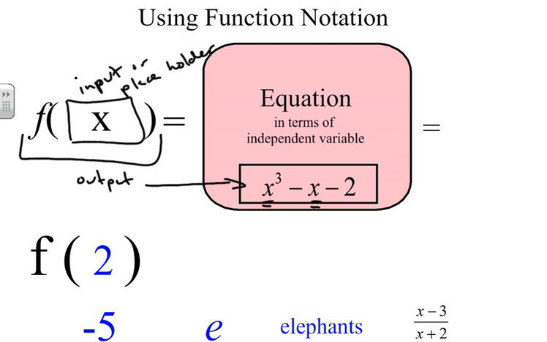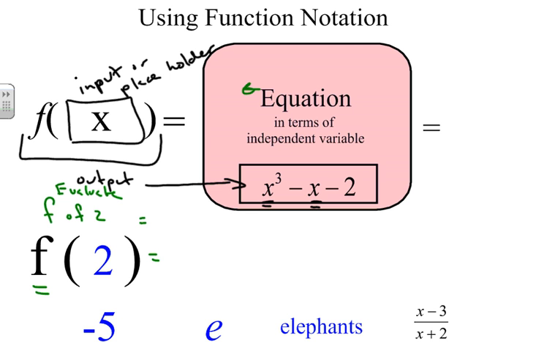So for example, if we say evaluate f of 2, well, we first have to know what is f. That's where the equation comes in. Now, sometimes in books or when you get to higher level mathematics, they don't really give you the equation. Many times when you're in Algebra 1 or Algebra 2, they do. Here we do have an equation using the independent variable: x cubed minus x minus 2. So how does this work?